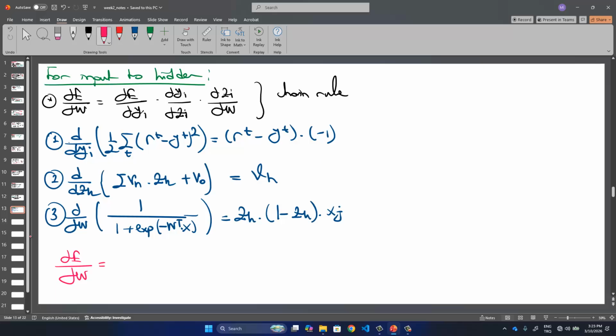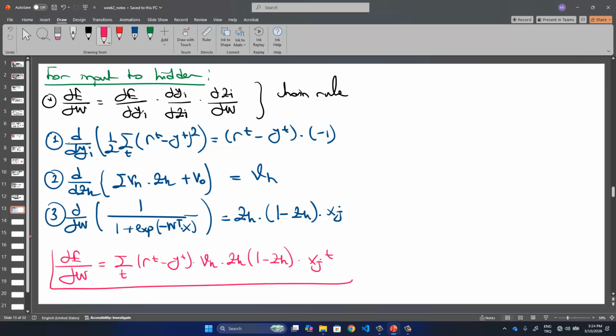The derivative of E with respect to w is equal to the summation operator of (r^t minus y^t) v_h z_h (1 minus z_h) x_j^t. Okay? These are the update rules for our neural network structure, guys. Okay?